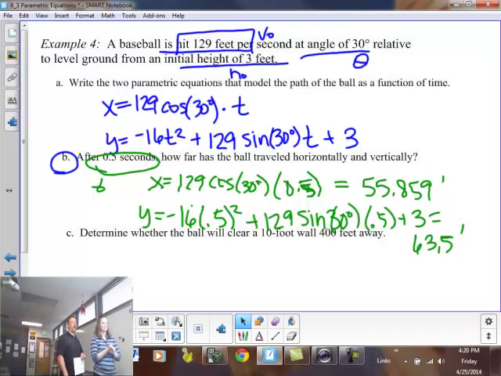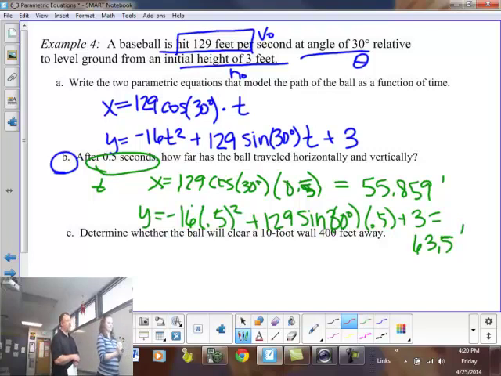Determine whether the ball will clear a 10-foot wall 400 feet away. All right. First things first, we could do this algebraically. What would we have to figure out if we were going to do this algebraically? If I want to know if the ball is going to clear the wall, and the wall's 10 feet high, then I need to know, 400 feet away is a horizontal distance. So I would put a 400 right here and determine what time creates a 400 distance. Basically we're going to say it had to travel 400 feet, and we want to know how long it took to travel 400 feet.